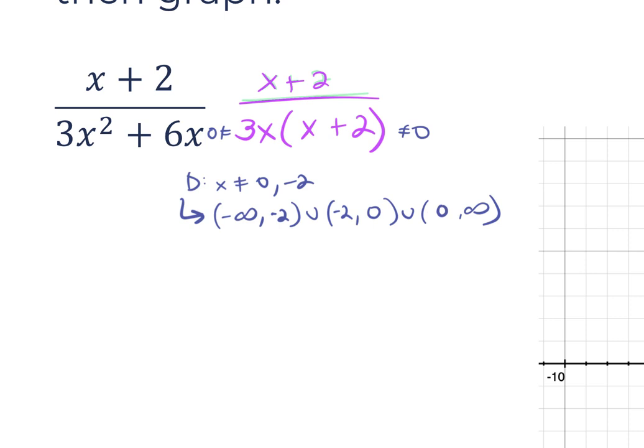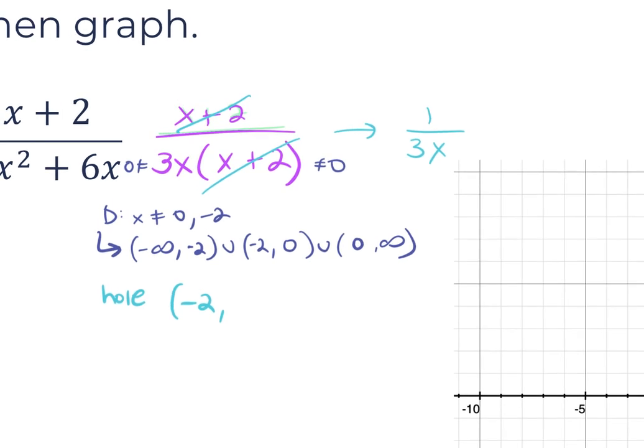Good job. All right. Now, is there a hole? Yes, it's happening at x plus 2, which means there's a hole where x is -2. Good. And to find the y, I take my simplified function and I plug in -2. So 1/3 times -2 is -1/6.